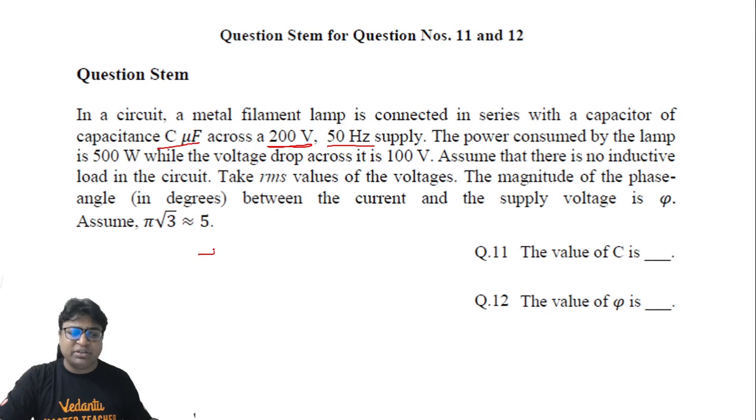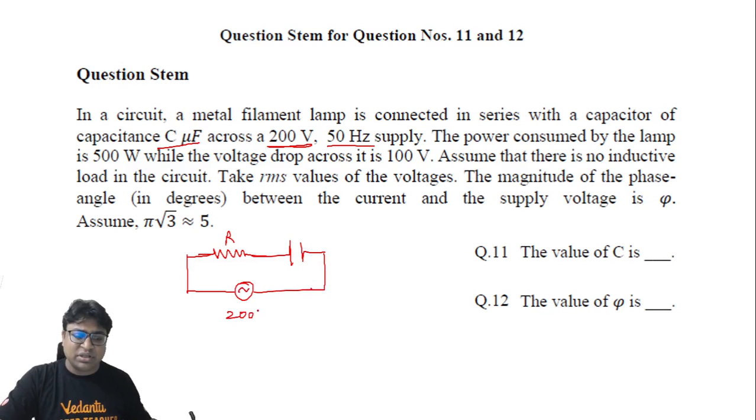So I can treat the lamp as a resistance. So we have a resistance, and along with this resistance, we have a capacitor, and this combination has been connected with an AC source. And the details of the AC source are given as 200 volt and 50 hertz. Okay, it has been told that the power consumed in the resistance, or the power consumed by the lamp, is 500 watt. So this information will help us to calculate the resistance of the bulb.